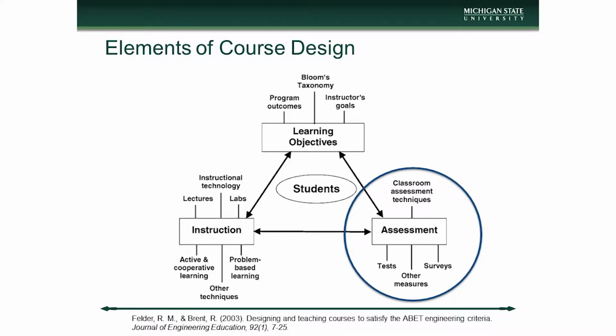And a slightly more detailed iteration of this comes from Felder et al., again in a discussion of ABET for engineering, but this applies to all disciplines. Here, again, a little more elaboration. The students are in the center of all this, but you have programmatic outcomes, so whatever your program or accreditation agencies are interested in, along with your goals in your course. And then you start to decompose within the course using things such as Bloom's taxonomy, et cetera. And there's a variety of assessment techniques, including your standard tests, other measures, projects, and classroom assessment techniques, and I'll give you some pointers about those a little later on.